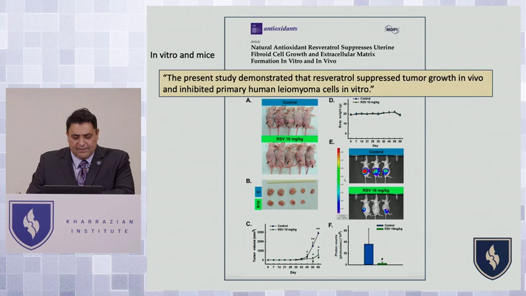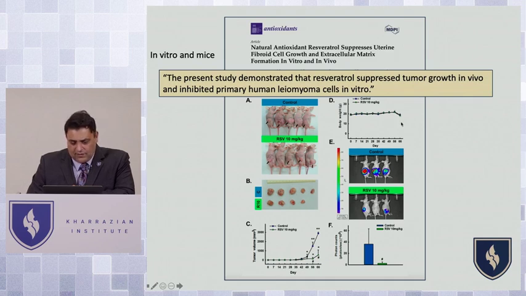There have been some studies in vitro and in mice with resveratrol. In this study, they looked at controls. You can see the arrows pointing to the uterine fibroids. Then they gave them resveratrol, and they can see the size of those fibroids going down in this mice study. They looked at the size of the fibroids, and with resveratrol, they could see a big change.